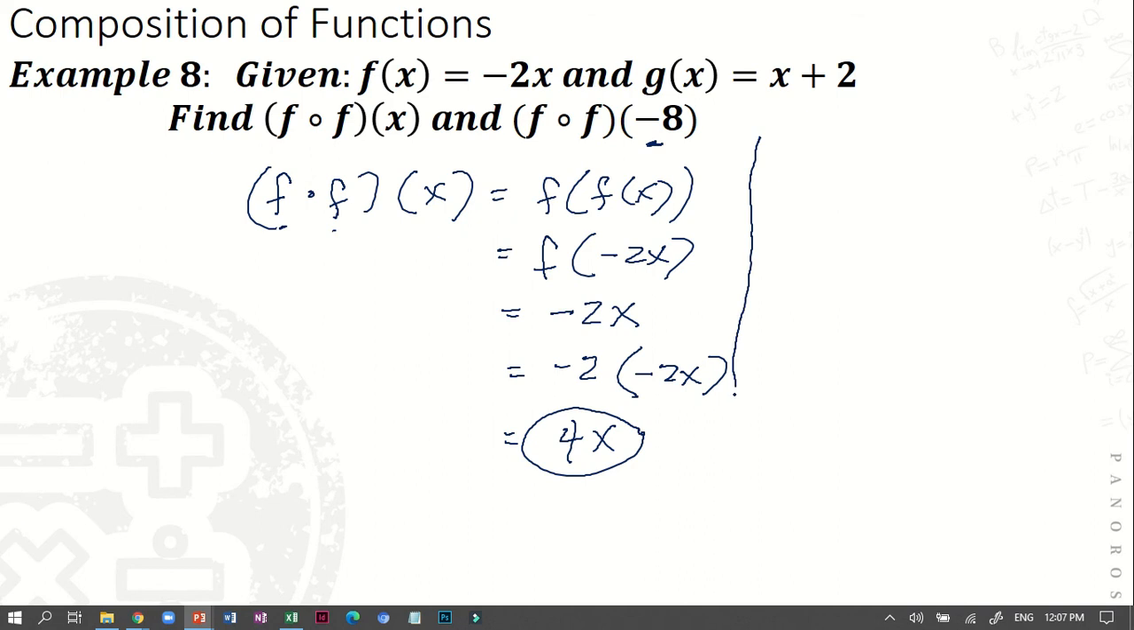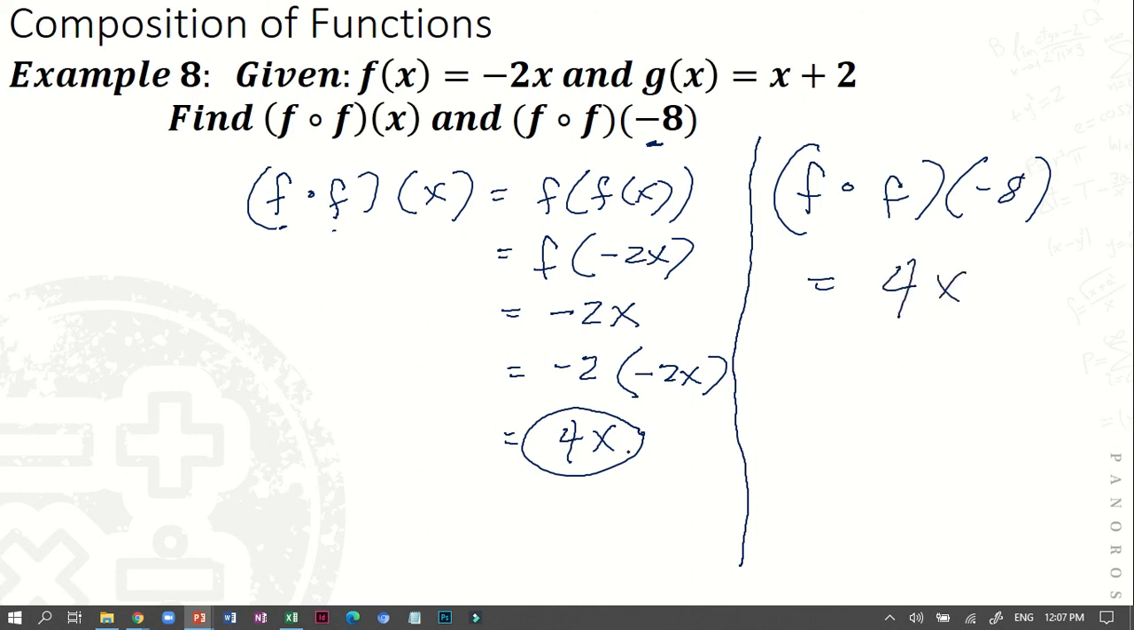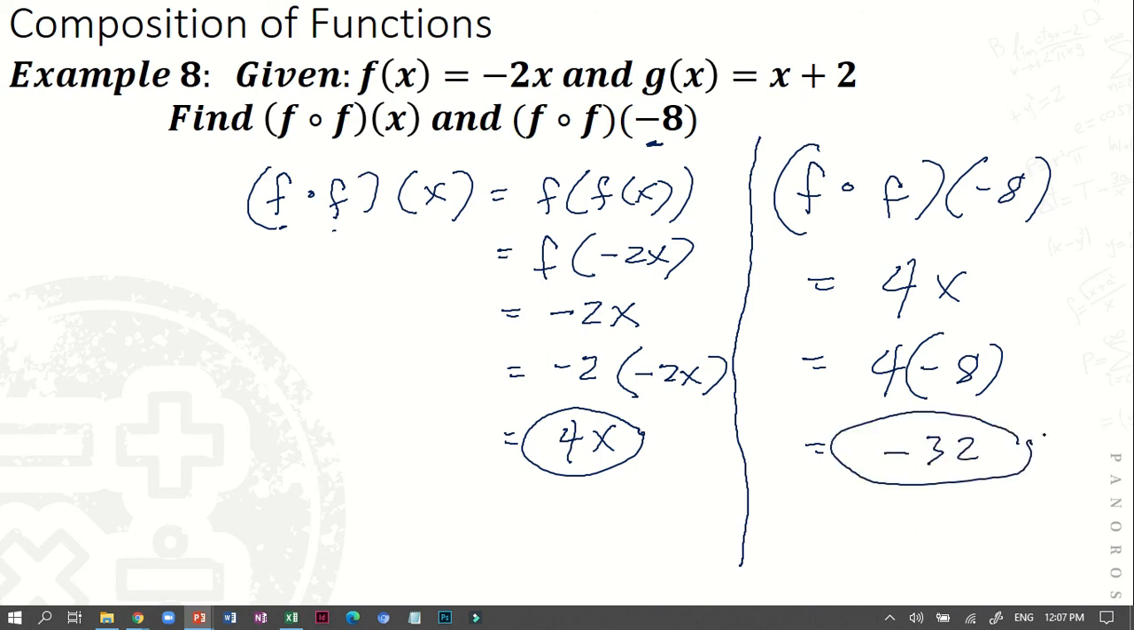Okay, next, second solution. So, f composite f of negative 8 equals, so ano ba yung sagot sa f composite f natin? 4x. Ito yun. So, tanggalin si x, palitan ng negative 8. So, 4 times negative 8. So, final answer is negative 32. So, we have negative 32.